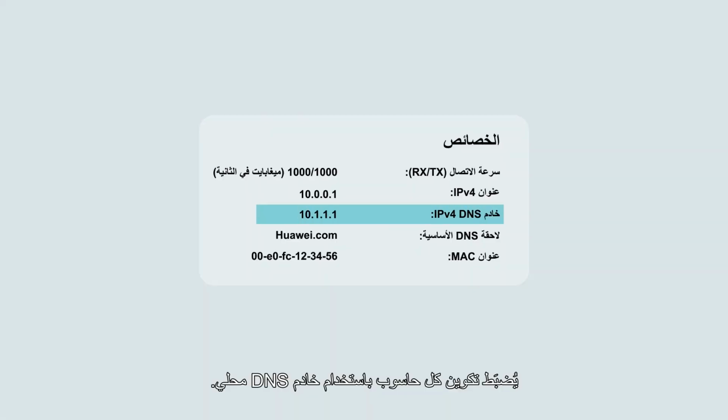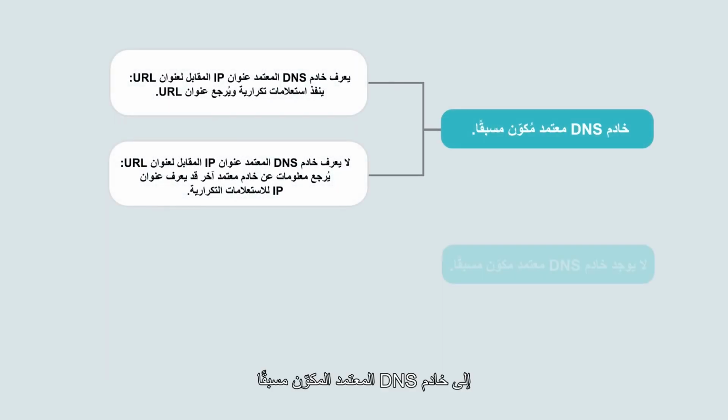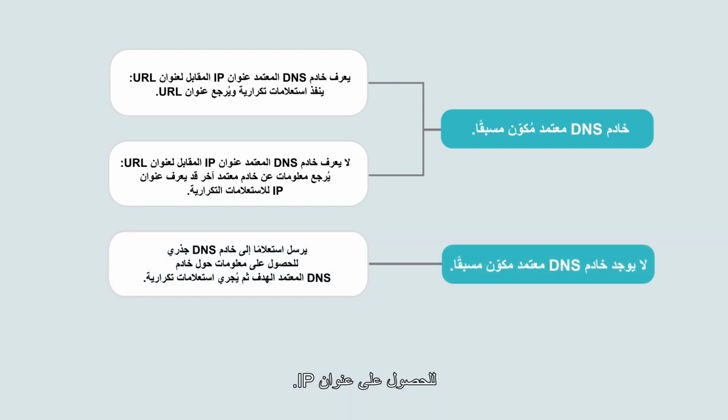Each computer is configured with a local DNS server. When a website address needs to be translated into an IP address, the local DNS server queries the pre-configured authoritative DNS server to obtain the IP address. Sometimes, multiple queries are involved in obtaining the desired IP address. The pre-configured authoritative DNS server is responsible for responding to the local DNS server.